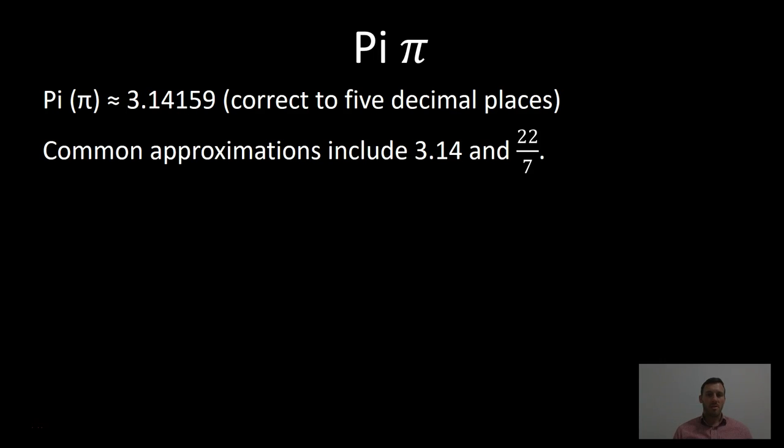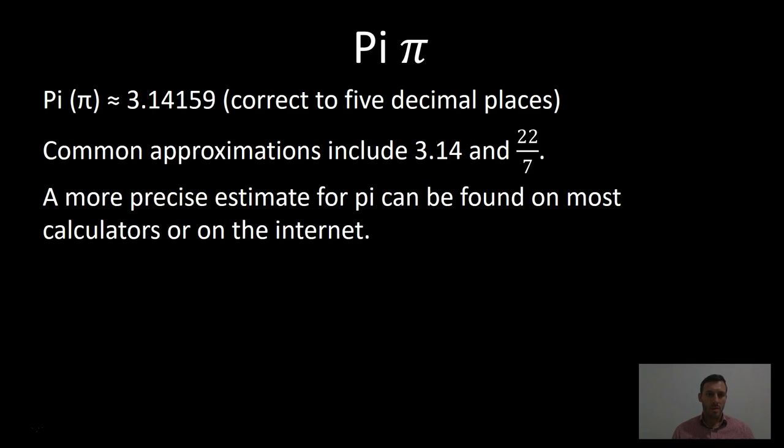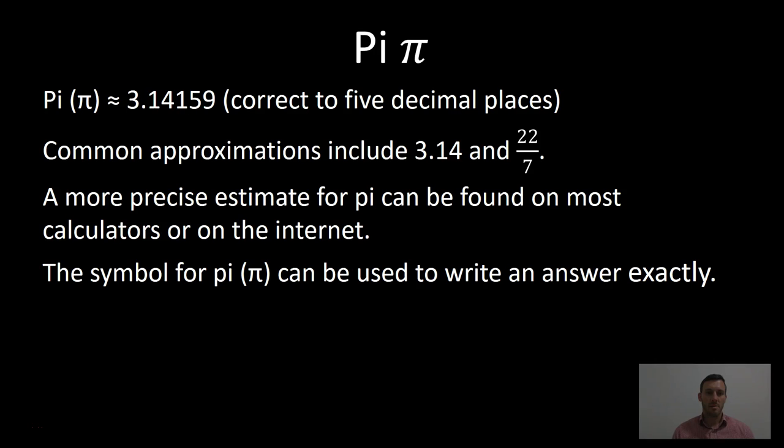Mathematicians have proven that pi is an irrational number. This means that there's no fraction that is exactly equal to pi. If the exact value of pi was written down as a decimal, the decimal places would continue forever. Pi is a mathematical constant that appears in many formulas relating to circles. It's also important in many other mathematical areas. A more precise estimate for pi can be found on most calculators and on the internet. A symbol for pi can be used to write an answer in its exact form.